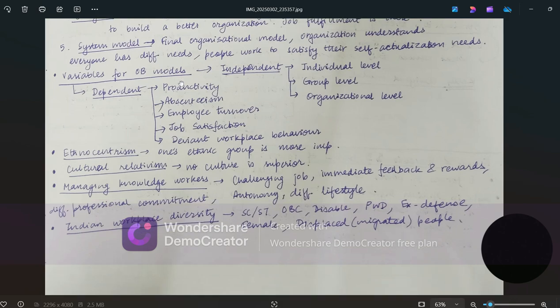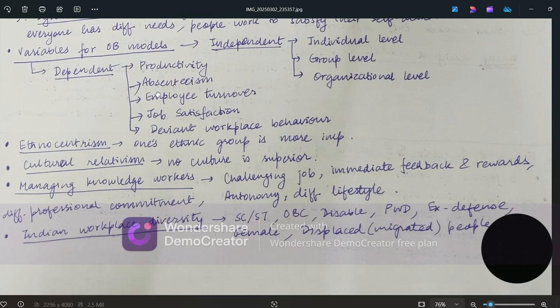Now, these are a few terms. What is ethnocentrism? This is when one considers that their ethnic group is more important. Cultural relativism is when people know that no culture is superior.